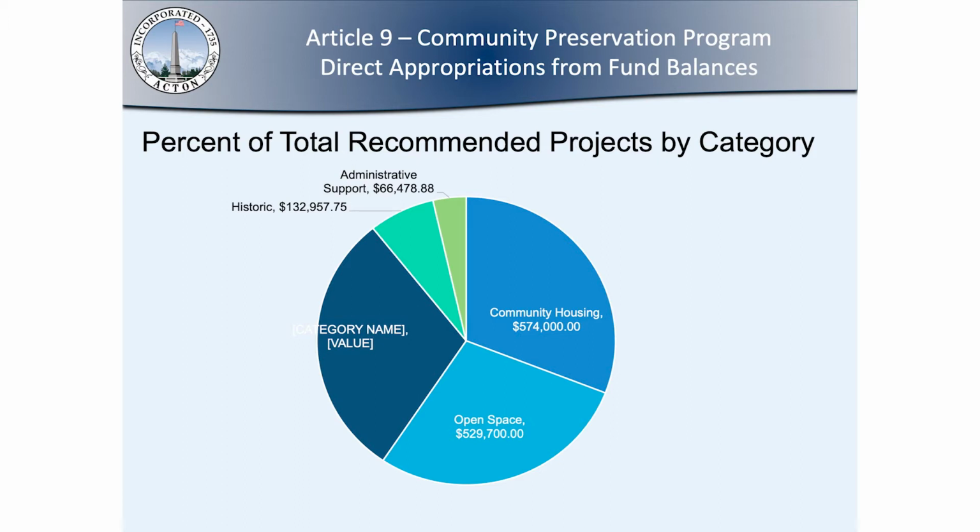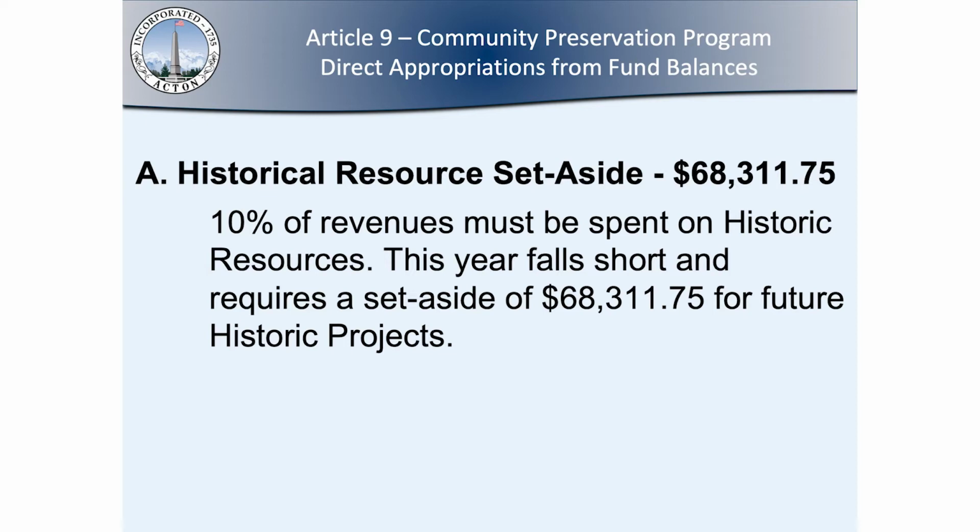Administrative support is $66,000. Historic this year is $132,000. Recreation, $555,000. Community housing, which is $574,000, and open space of $529,700. So that's how the money is getting allocated this year. Now I'd like to go through each of the recommendations specifically.